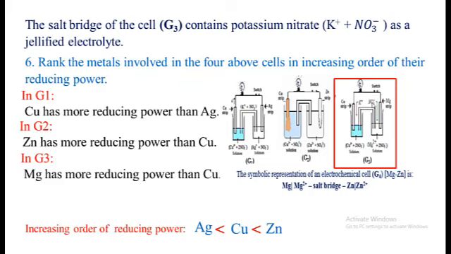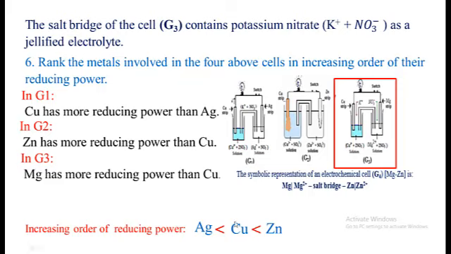So Mg becomes Mg2+, so it's losing electrons. Then Mg is the anode. So Mg has more reducing power than Cu. Now, Mg has more reducing power than Cu and Zn has more reducing power than Cu. So what should we do? We should put Zn then Mg or Mg then Zn because both have more tendency to lose electrons than Cu.